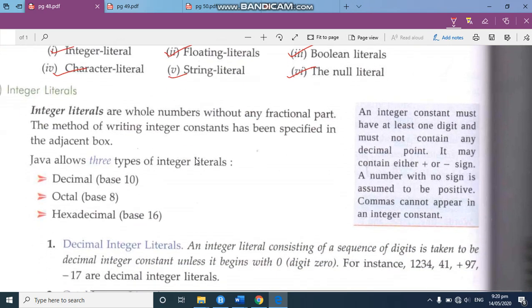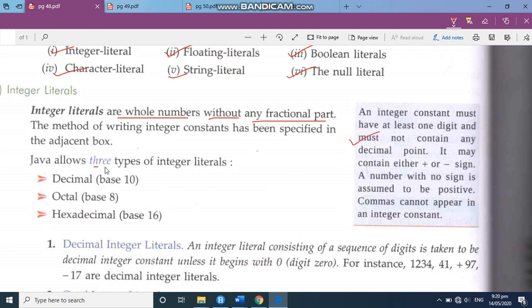We start with the first, that is the integer literal. Only understand that they are the whole numbers without any fractional part. You have to underline this. The method of writing an integer is specified in the adjacent box: there should be at least one digit, there should be no comma, and it has no decimal point. Okay, so you can read this, mark it.